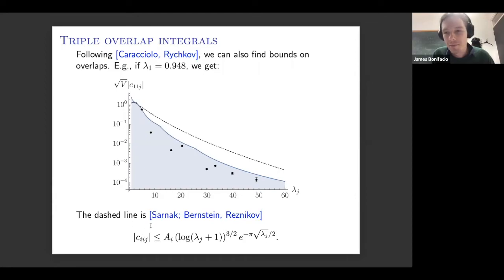These triple overlap integrals, the analytic number theorists are interested in these because they have a relation to L functions. And so, for example, they've proved these sorts of asymptotic bounds on their size.